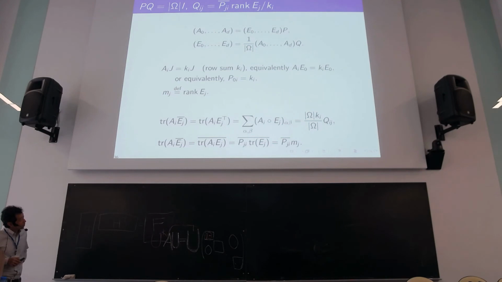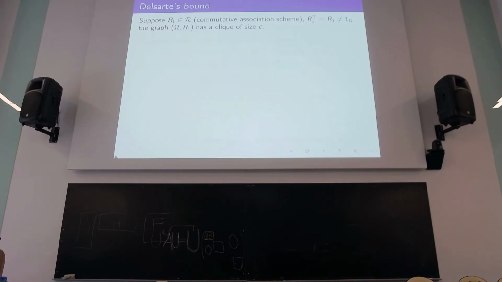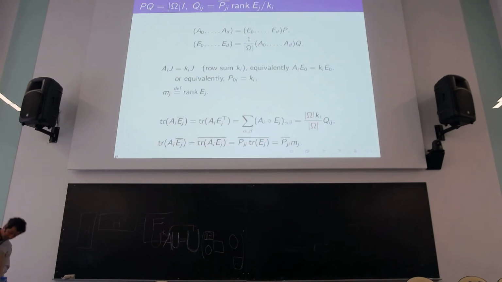But this can be easily computed by expanding E_j in terms of adjacency matrices, because E_j is a linear combination of adjacency matrices with coefficients given by Q. With respect to this Schur-Hadamard product, the entry-wise product with A_i just extracts the coefficients of E_j, that is Q_ij.